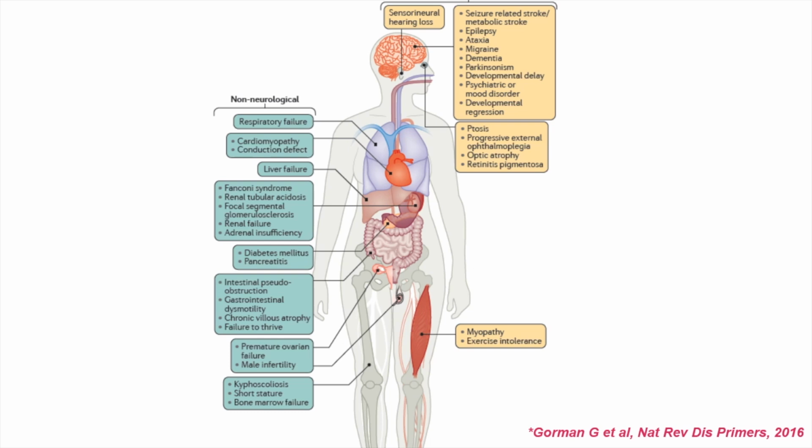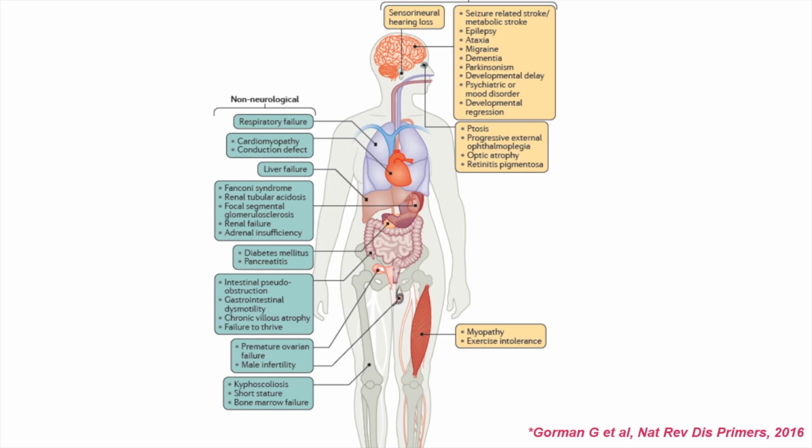We can also have sensorineural hearing loss, and then we can have problems with the eye. So ptosis and external ophthalmoplegia, where the eye muscles aren't moving from side to side or up and down. And then we can have optic atrophy, where the optic nerve gets pale and small.